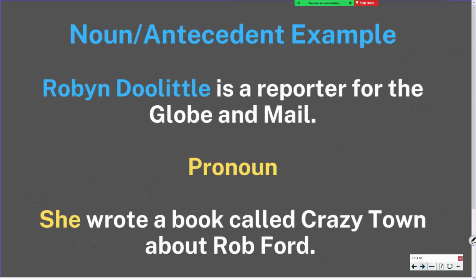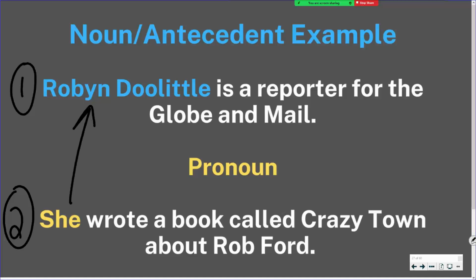Here's another example. Robin Doolittle is a reporter for the Globe and Mail. She wrote a book called Crazy Town about Rob Ford. Sometimes the antecedent and the pronoun will exist in the same sentence, and sometimes you'll have sentence number 1 and then sentence number 2. But if you're reading in a textbook or an article or a website or a tweet, you know that "she" refers back to Robin Doolittle. It's the same person, and you know that through context, okay?